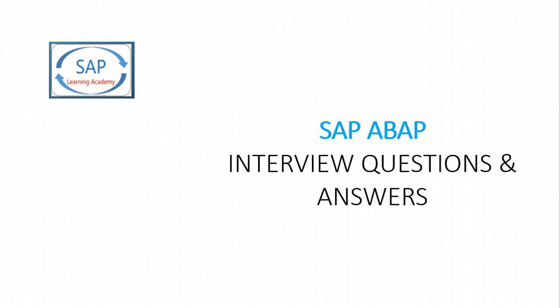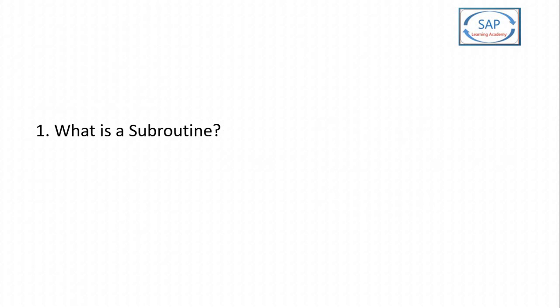So the first question: what is a subroutine in SAP ABAP? Subroutines are procedures that can be defined in any program and called from any ABAP program. Subroutines normally contain a section of code or an algorithm. They can be defined anywhere in the program, with no restriction on where to define them, and they are defined using FORM and ENDFORM.